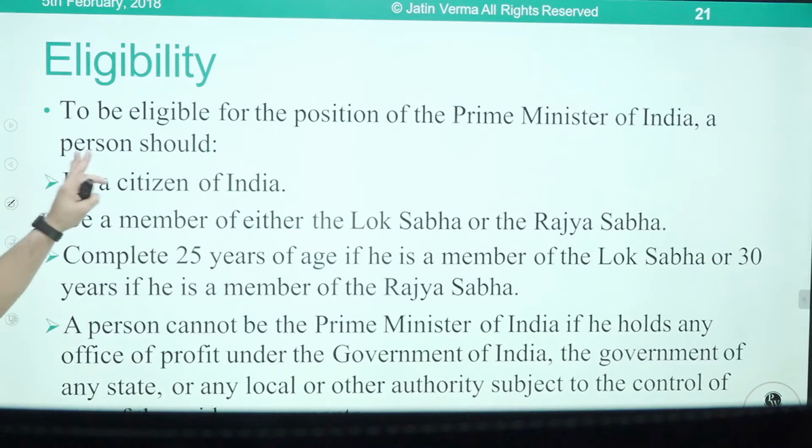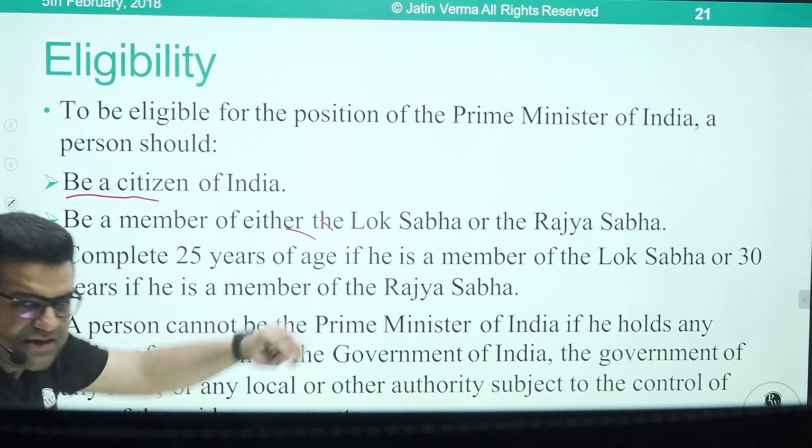Eligibility. To be eligible for the post of the Prime Minister, one should be a citizen of India and be a member of either Lok Sabha or Rajya Sabha.